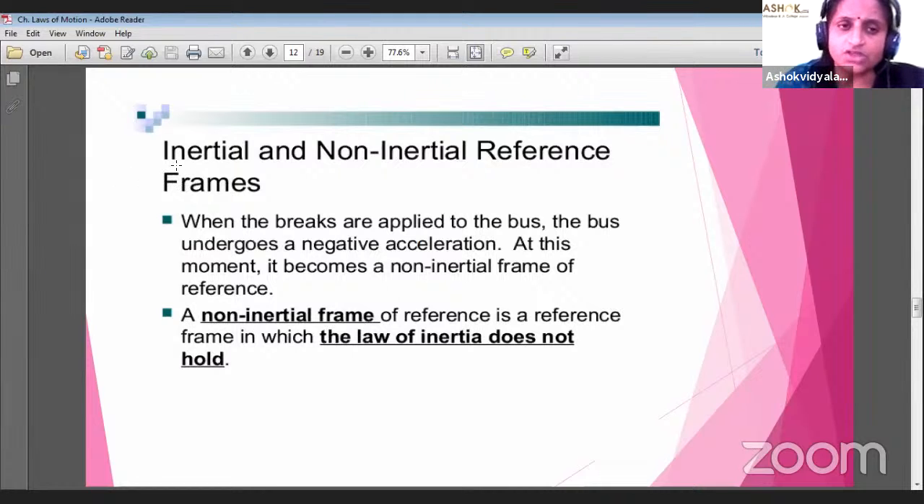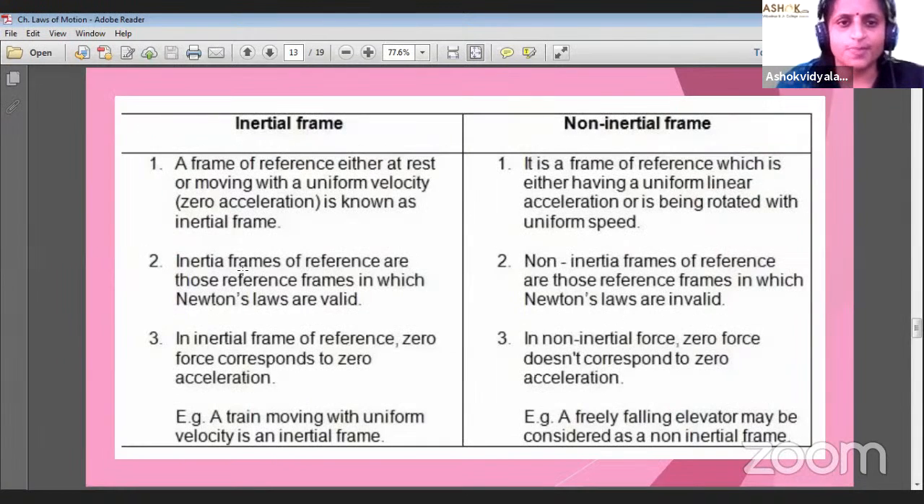In short, in an inertial frame Newton's first and second laws are obeyed, and in a non-inertial frame of reference the laws of inertia do not hold. That is the main basic difference between inertial and non-inertial frames. A frame of reference either at rest or moving with a uniform velocity, zero acceleration, is known as an inertial frame. A non-inertial frame is a frame of reference which either has a uniform linear acceleration or is being rotated with uniform speed.